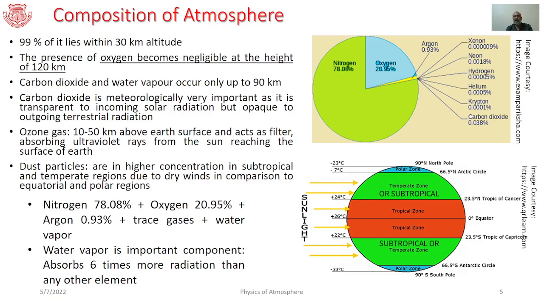As we consider the various tropics, say the tropical zones in the immediate vicinity of the equator in the northern and southern hemispheres, above which there are certain temperate zones or subtropical belts. So these regions are characterized by higher concentrations of dust particles due to dry winds in comparison with the equatorial and polar regions.